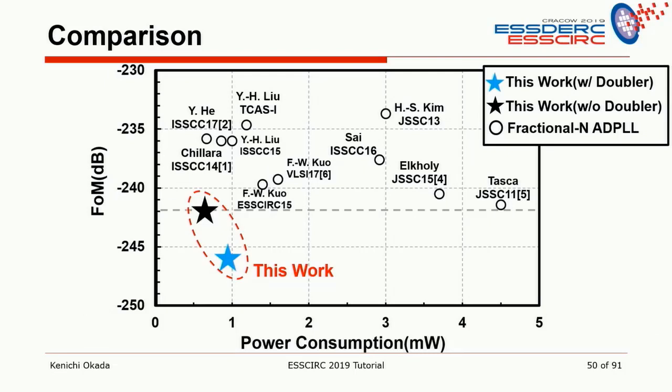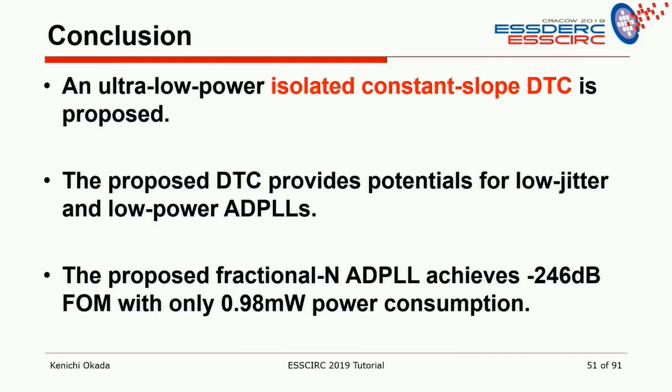Actually, the Gaussian paper is around here, but with less than 1 milliwatt, this work reported a figure of merit less than minus 245 or something. This is mainly because of the very linear and low power DTC. Okay, so I explained the isolated constant-slope DTC, and maybe the low power DCO design, fast-lock operation, and time amplifier. Such a combination can be very powerful for lowering the power consumption.